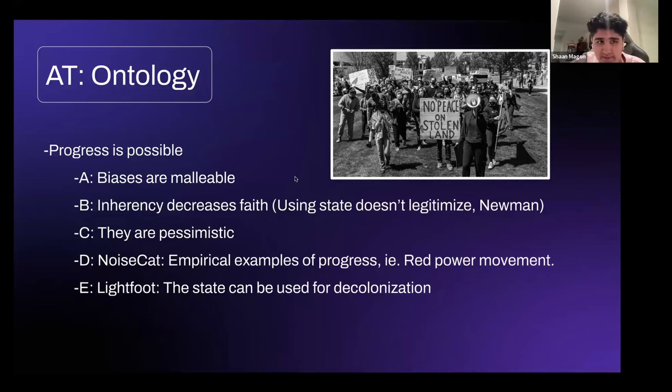So there are a couple different arguments here. The first is that biases are malleable. All this means is that, the way you should frame it specifically in the context of this debate, is even if the state itself can't change, you can change individual people's biases, which means that they will be less colonialist, racist, etc., which means that the state can still do net positive things to sort of combat these. The second is that inherency decreases faith in the state.